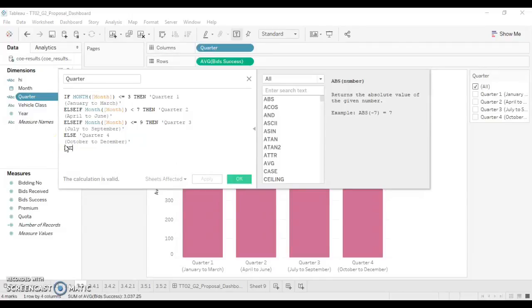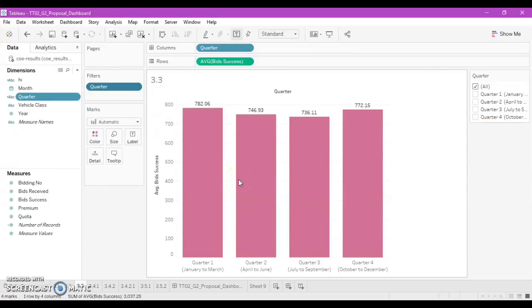As you can see from our calculation, if month is January to March, which is less than or equal to 3, then it will be grouped under quarter 1. Else if April to June, which is less than 7, then it will be quarter 2. Else if July to September, which is less than or equal to 9, then it will be quarter 3. Else October to December will be in quarter 4.